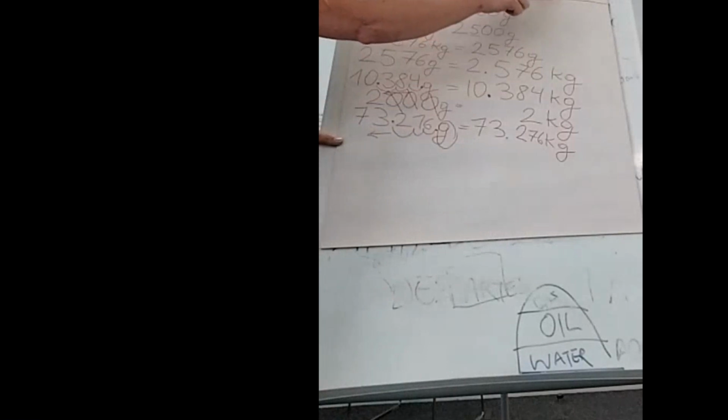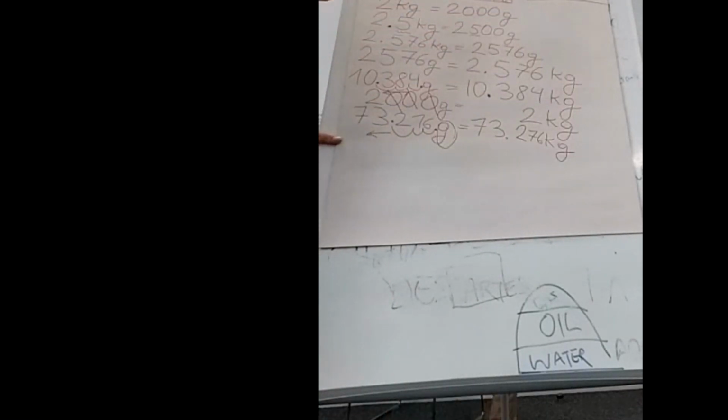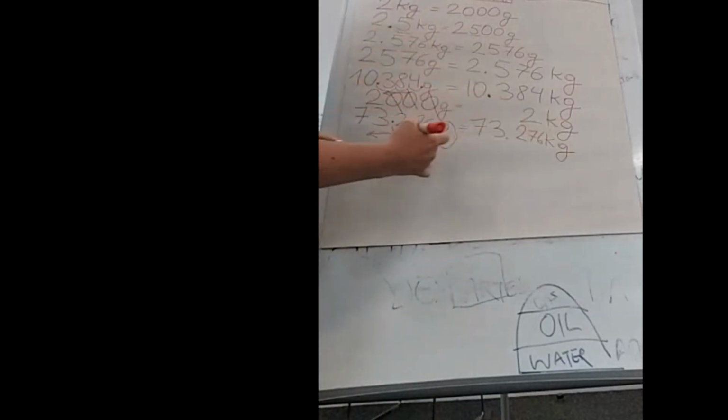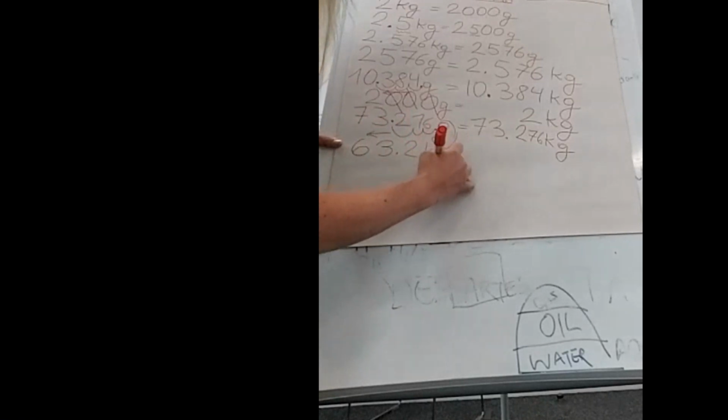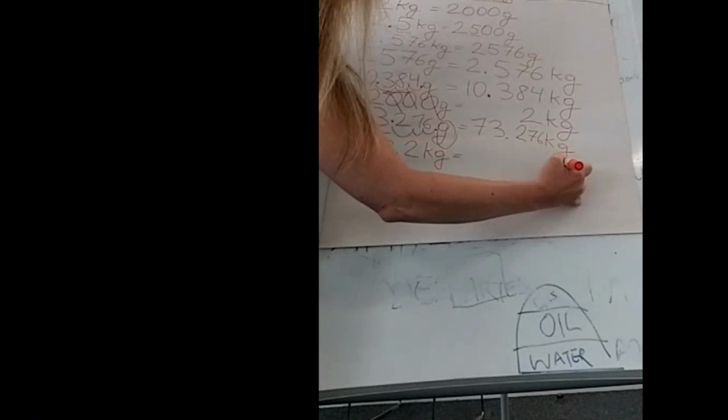All right. Now, what about if we don't have that rule? So let's say we apply a different one, we have it the other way around. What about when we have 63.2 kilograms? So we have a big unit.